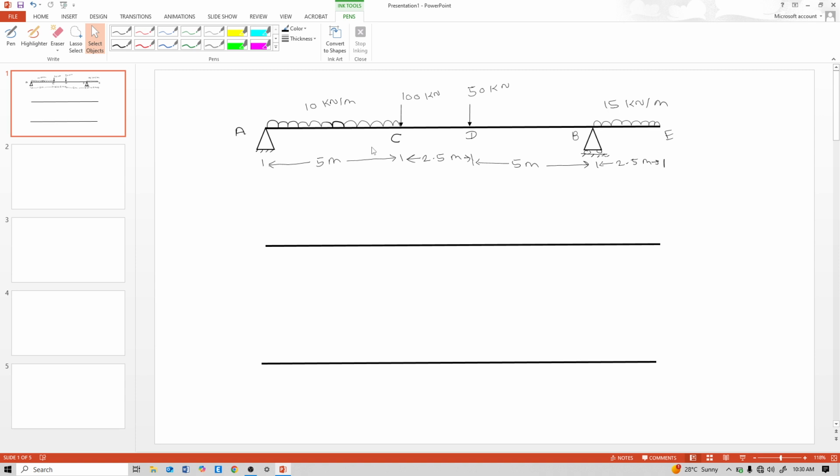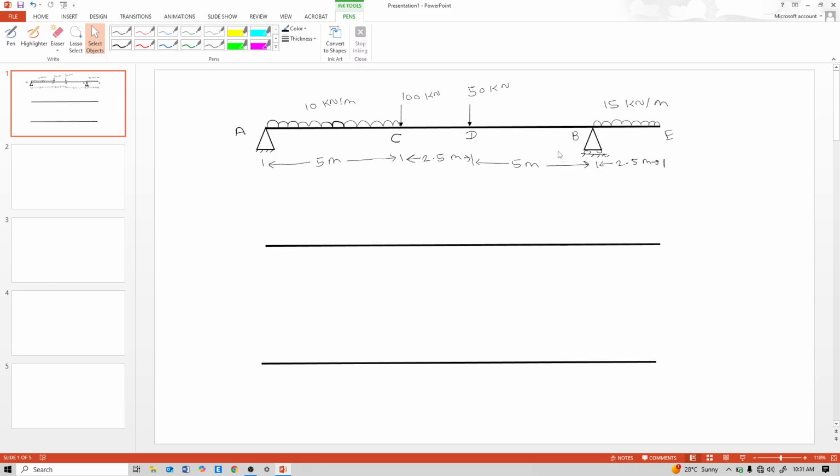Understand the loading acting on this beam. For the A to C portion, a 10 kN per meter uniformly distributed load acts on this 5 meter length. At point C, 100 kN downward load. At point D, 50 kN downward load. And for this B portion, a 50 kN per meter uniformly distributed load acts on this 2.5 meter distance. A is a hinge support, B is a roller support.